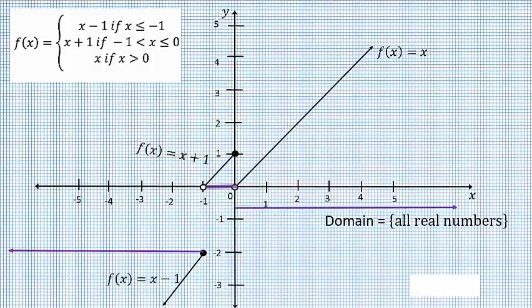Now, what will be the range of f of x? To determine the range, look at how the graph behaves with y values. There is a gap between the graph of f of x is equal to x minus 1 and the remaining two graphs of our functions. The values of y from 0 to numbers very close to negative 2 do not form part of the graph.